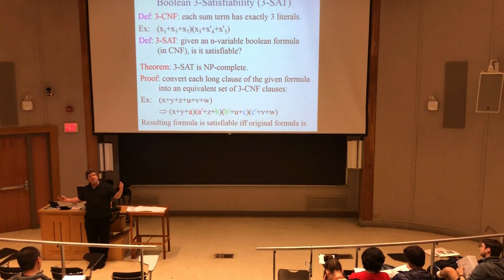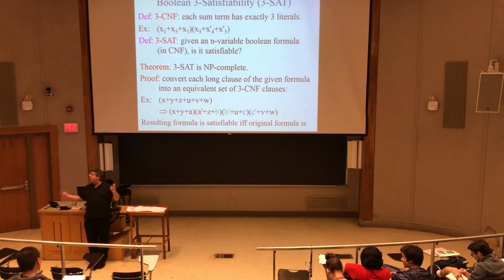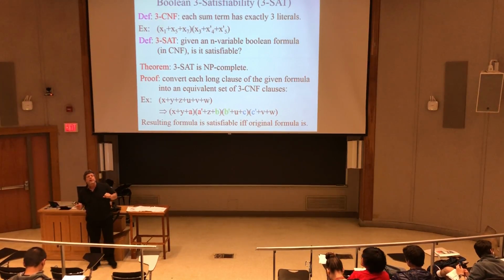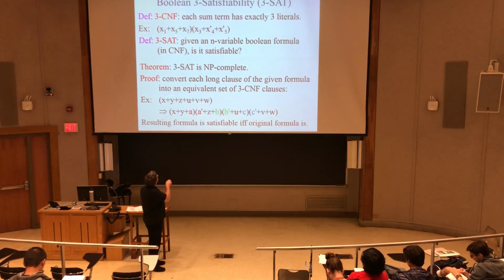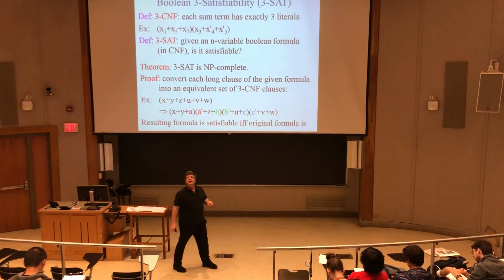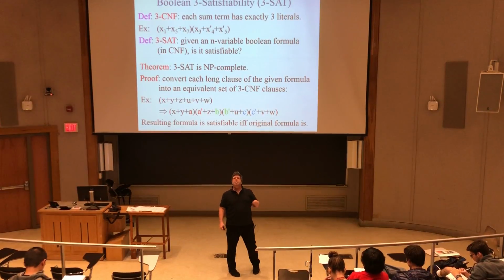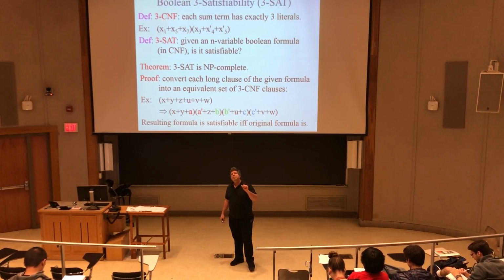Say it, say it, say it. Cook's theorem, right? That was a big one. But now we know that all of NP reduces to SAT. And here we show that SAT reduces to 3-SAT. Now we know that all of NP reduces to 3-SAT, which makes 3-SAT what kind of a problem?